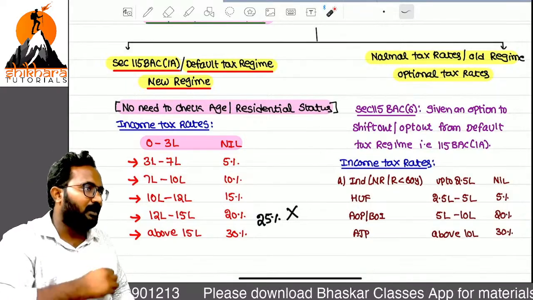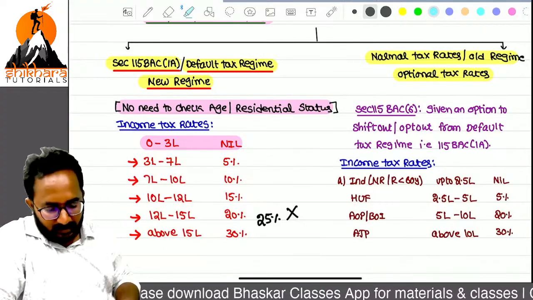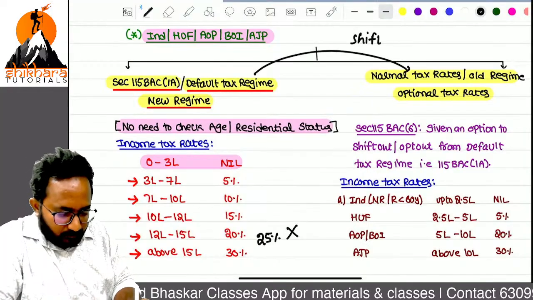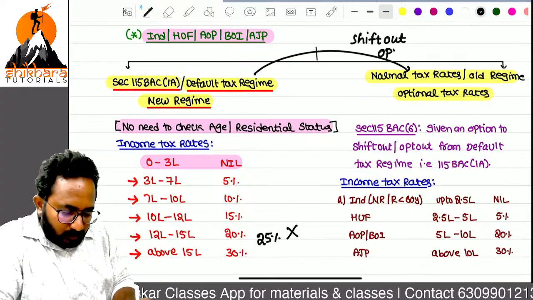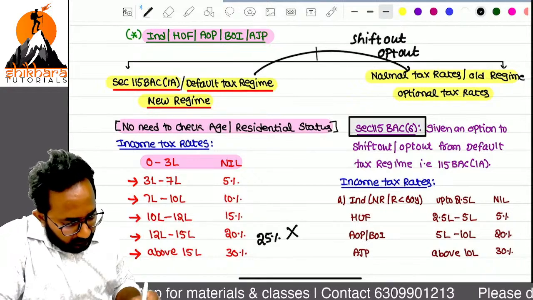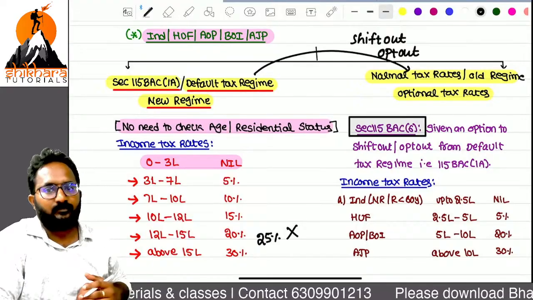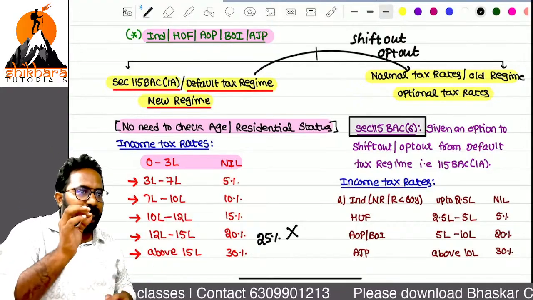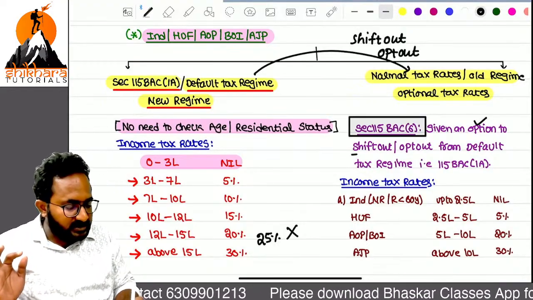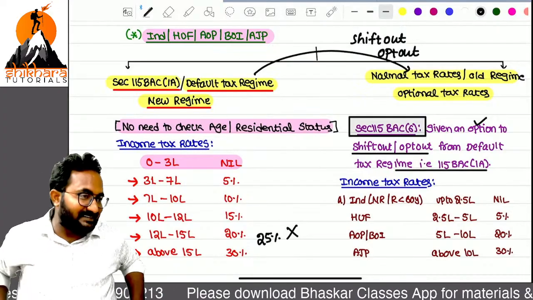Have you understood what I am saying? Yes. Sir, this shifting out or opting out, these two things we can call as shift out or opt out. The facility is given in this section. What is the section? Section 115BAC subsection 6. Section 115BAC subsection 6 gives the option to shift out or opt out from the default tax regime.